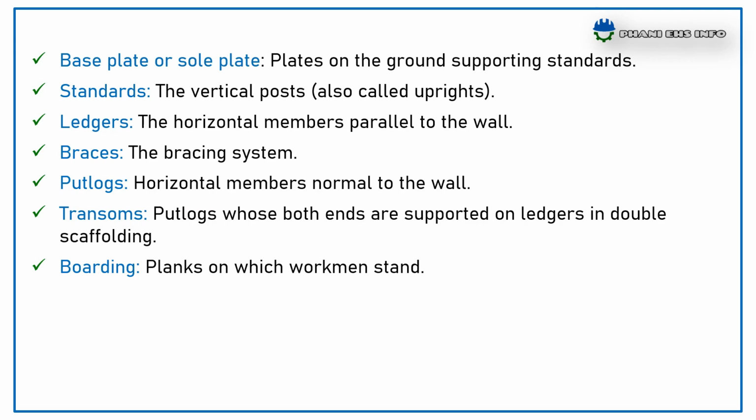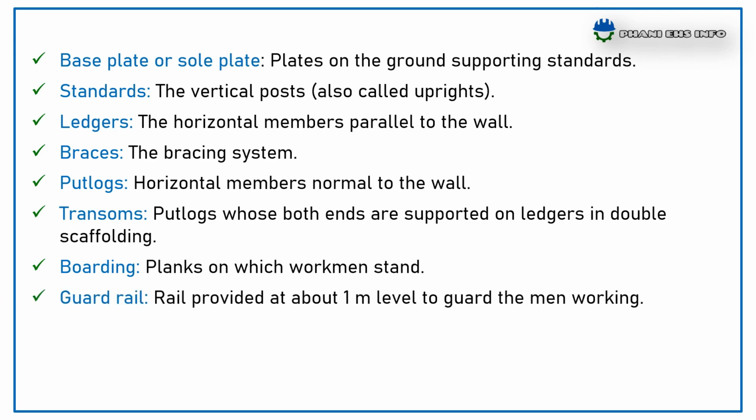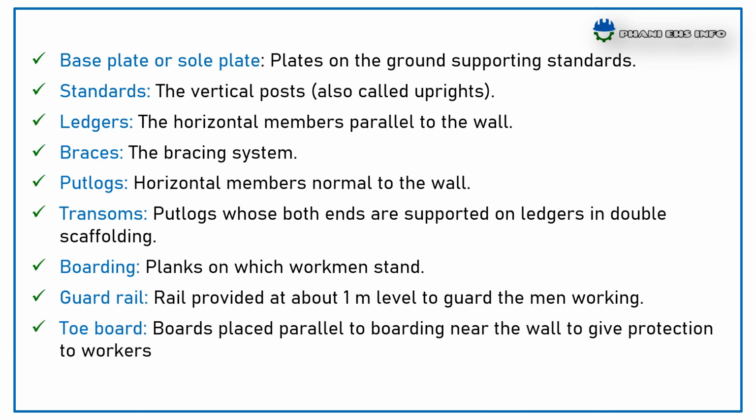Boarding, planks on which workmen stand. Guardrail, rail provided at 1 meter level to guard the men working. Toe board, boards placed parallel to the boarding near the wall to give protection to the workers and equipment. Ladder, access to reach the scaffolding platform.